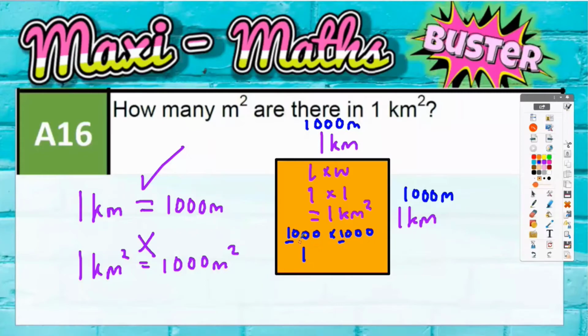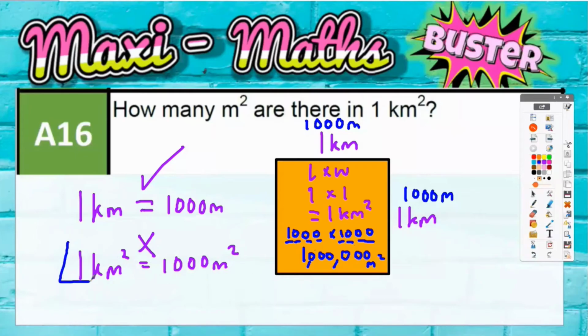Then you put all the zeros back on. So you've got 3 zeros to put back on here, and you've got another 3 zeros to put back on here. So you're actually left with 1,000,000, and 1,000,000 is a million. And that's in meters squared.